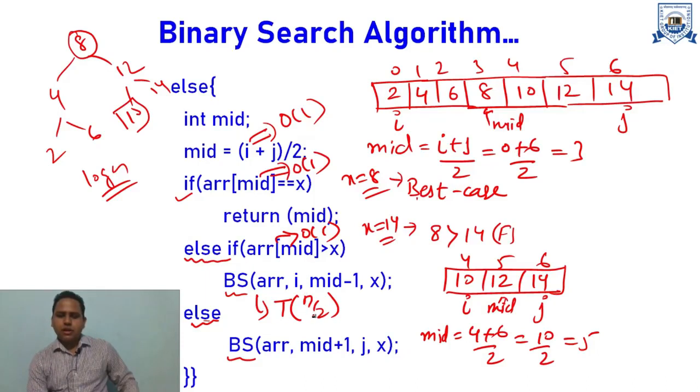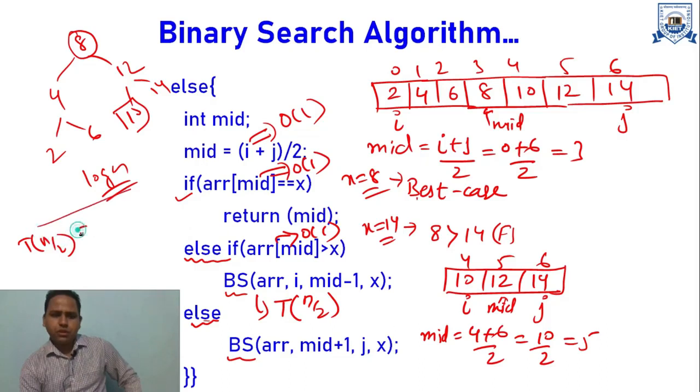Why are we writing T(n/2)? Since we are again dividing the array into 2 halves, no? So it is recursively calling. It keeps dividing until we find the desired element. So if you sum this up, we write it like this: T(n/2) plus order of 1 plus order of 1 plus order of 1.